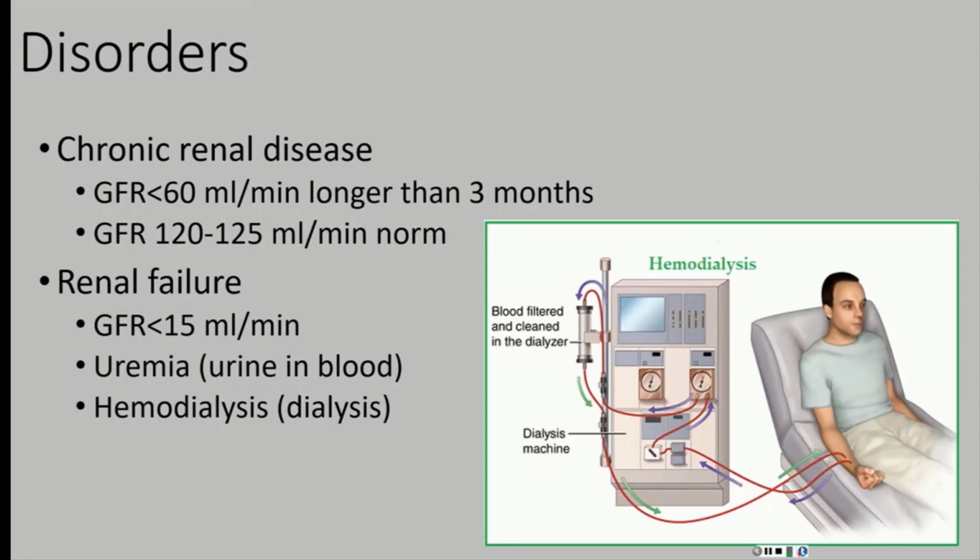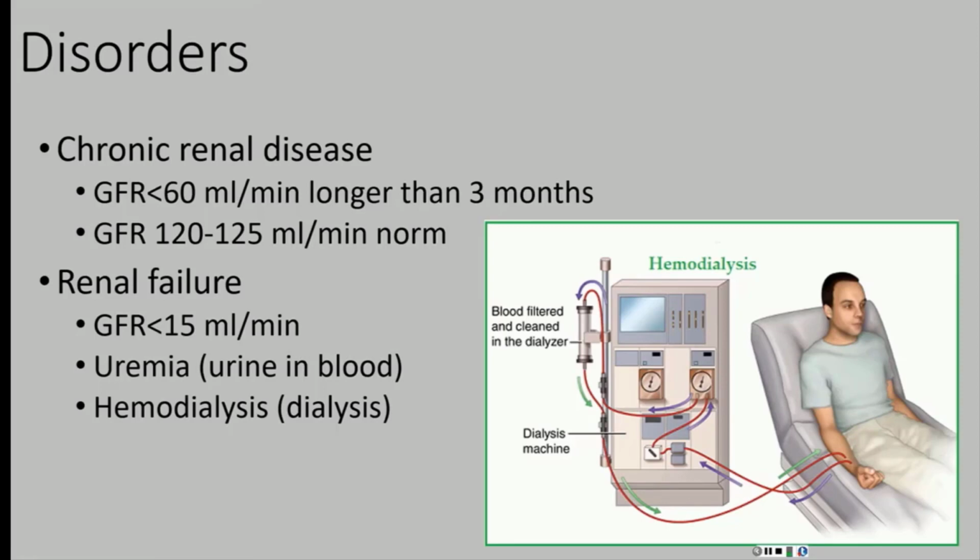In chronic renal disease, well, chronic just means long-term. In chronic renal disease, the GFR is below 60 milliliters per minute for longer than 3 months. Remember, the normal GFR is 120 to 125 milliliters per minute, so it's about half of its normal rate. In renal failure, or kidney failure, GFR drops below 15 milliliters per minute.